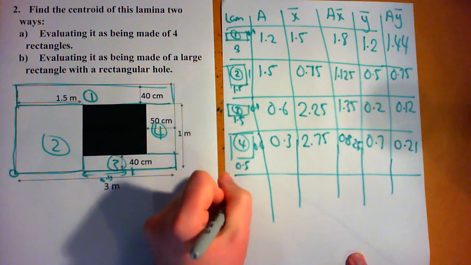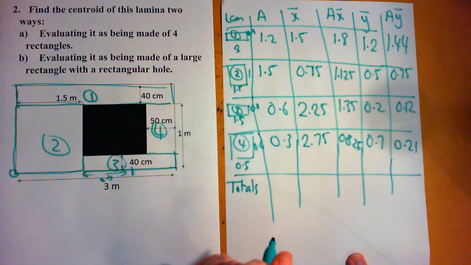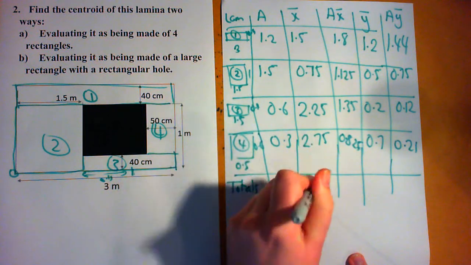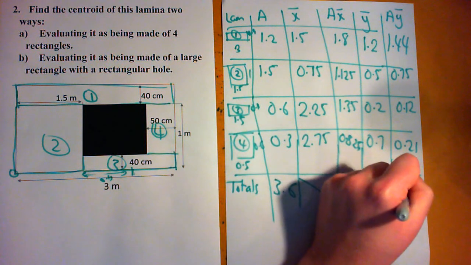Now we need to deal with our totals. So 1.5 plus 1.2 plus 0.6 plus 0.3 is 3.6. Don't need x-bar or y-bar totals. A times x-bar will be 1.8 plus 1.125 plus 1.35 plus 0.825 giving us 5.1, and for our A y-bar we've got 1.44 plus 0.75 plus 0.12 plus 0.21 giving us 2.52.